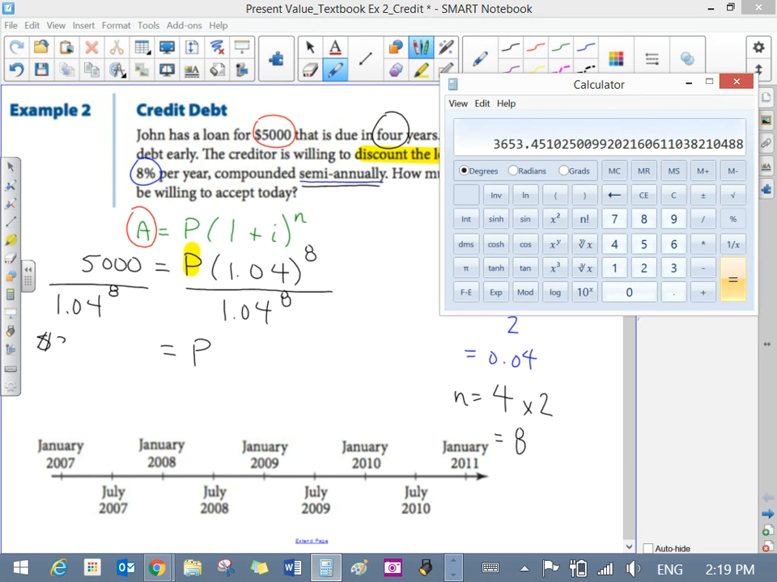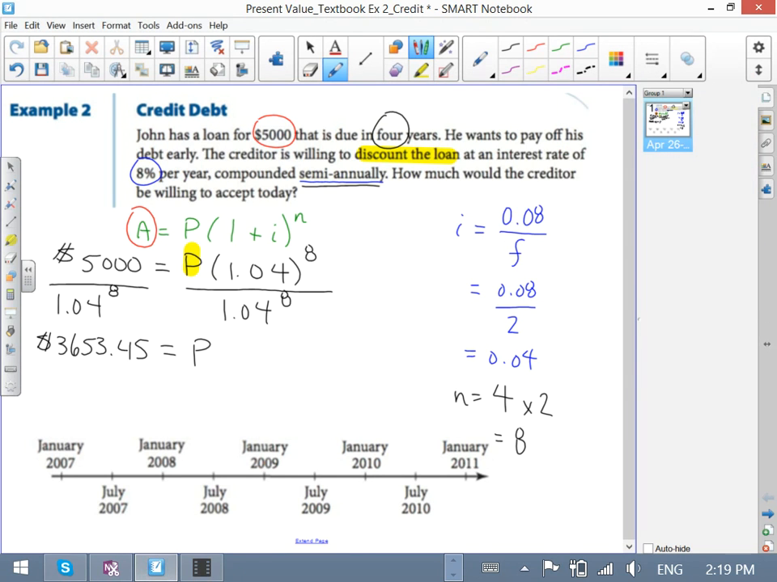So that's a dollar figure. I'll just add those symbols in above. So we've answered the question. We know how much the loan's going to be discounted by. So instead of paying $5,000, John's going to pay back $3,653.45. Okay, so that's one way to deal with such a question.